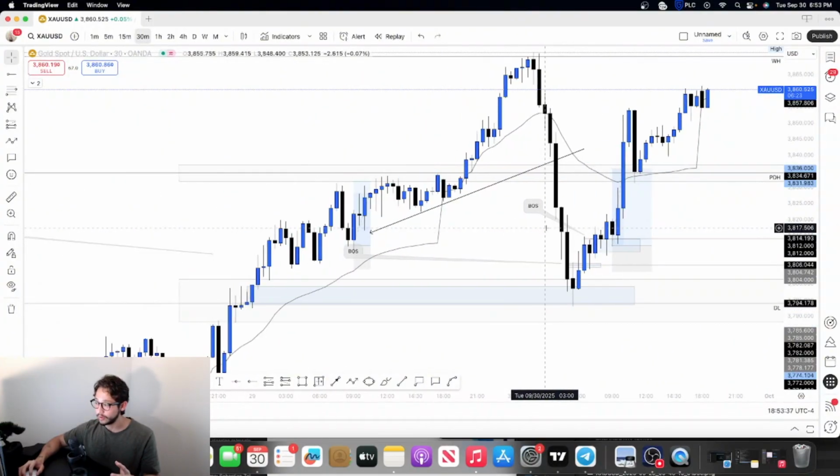So in this breakdown, I'm going to explain to you guys this impulsive move that gold had towards the upside, the big retracement that gold had down, and how exactly we were able to capitalize off these two patterns over here.